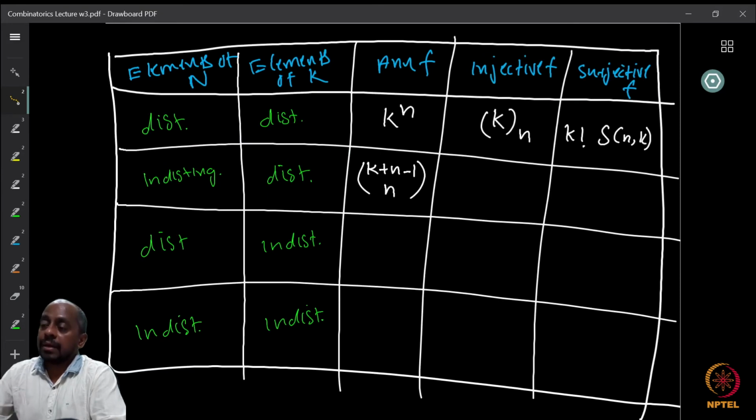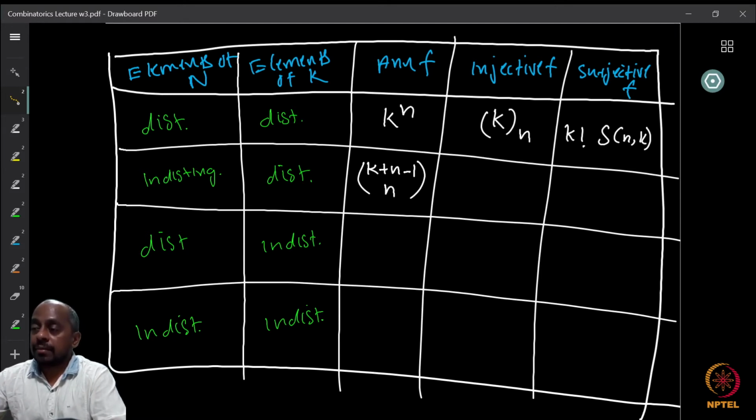So therefore we have filled up these many entries. We have filled up the first 4 entries: k raised to n for the arbitrary functions, and then k plus n minus 1 choose n, where the balls, the elements of n, are unlabeled.